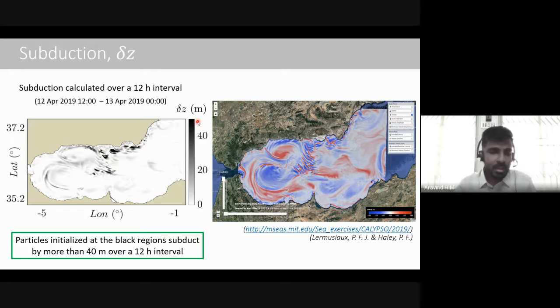Now that I've mapped out the subduction in this domain, the next job I had to do was compute each of those surface metrics that I had discussed and see how well each of them did at locating these strongest subduction zones in the domain.